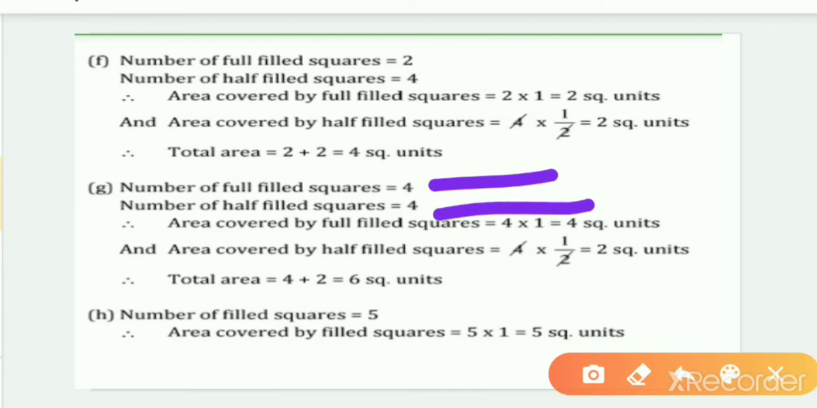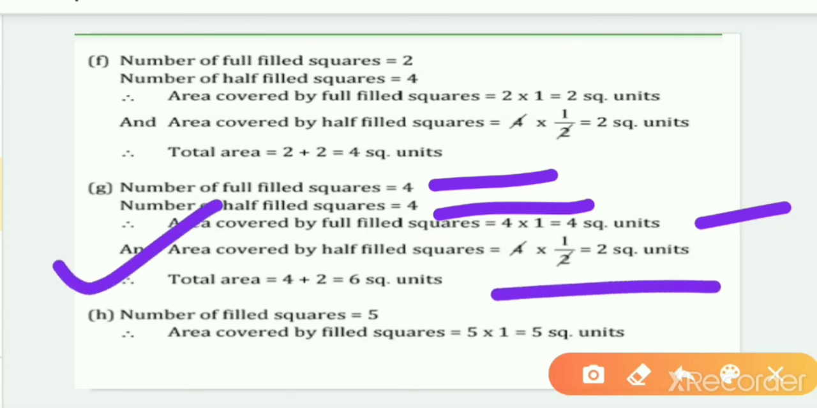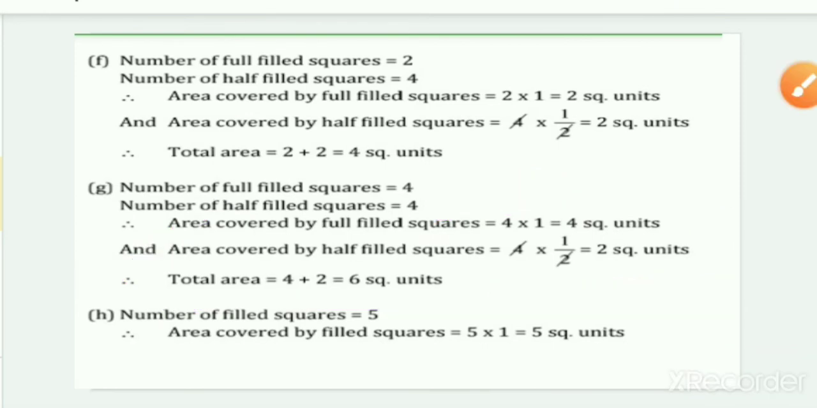Okay, right. Yes, so area covered by full filled squares will be 4 multiplied by 1, because एक full square का area है 1, तो 4 का कितना हो जाएगा? 4 getting multiplied by 1, that is equals to 4 square units. Okay. Now coming to the next, area covered by half filled squares is equals to 4 multiplied by half, and 4 is getting cut by 2, that is equals to 2 square units. So we have total area 4 plus 2 equals to 6 square units. Okay. I hope it is very clear and understood to you.